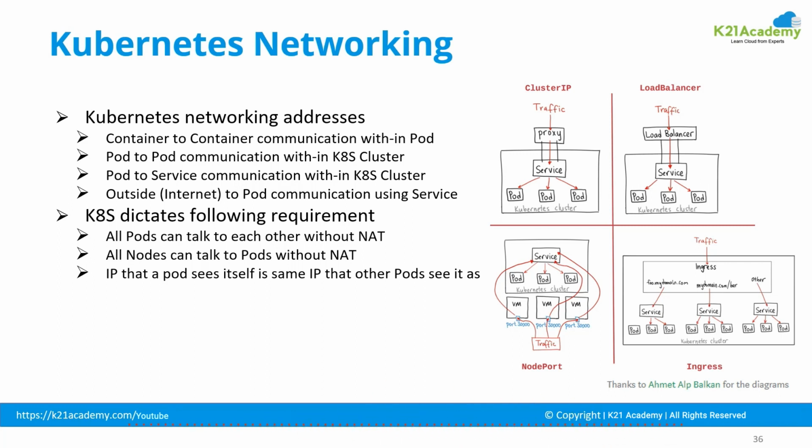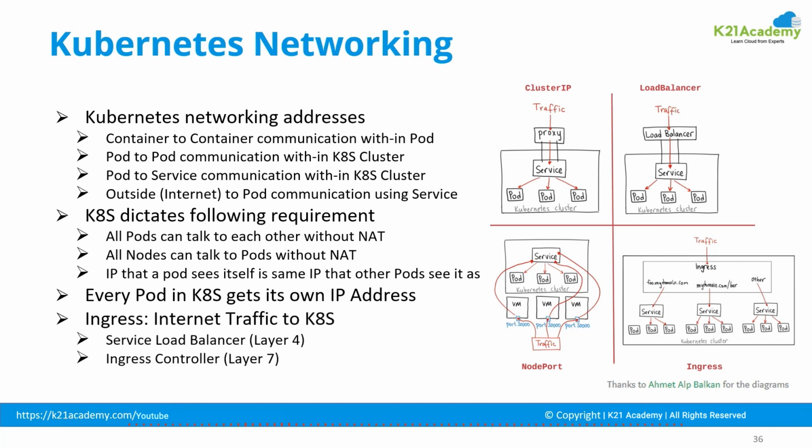So in a nutshell, to put it in very simple terms, each pod ideally should get its own IP address in Kubernetes. That's the concept. So when you define a pod, it will get its own dedicated IP address. That's the networking requirement.